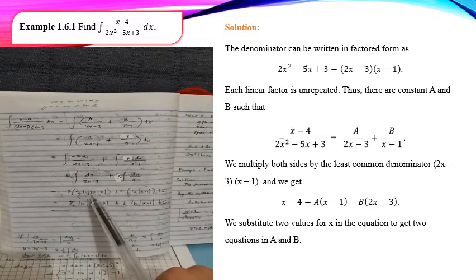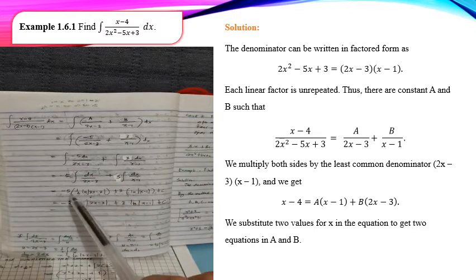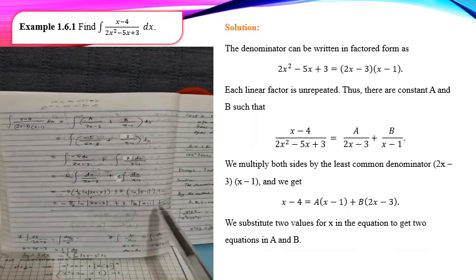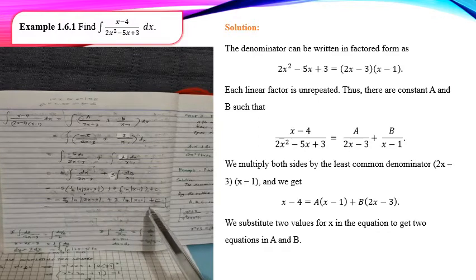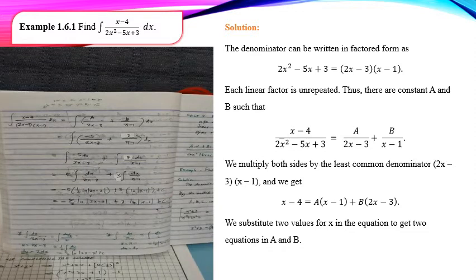So result nito is eto siya. Parehas lang din ng process. Negative 5 times 1 half is negative 5 over 2 ln of 2x minus 3, plus 3 times ln of x minus 1 plus c. So this is the integral of the given integrand.